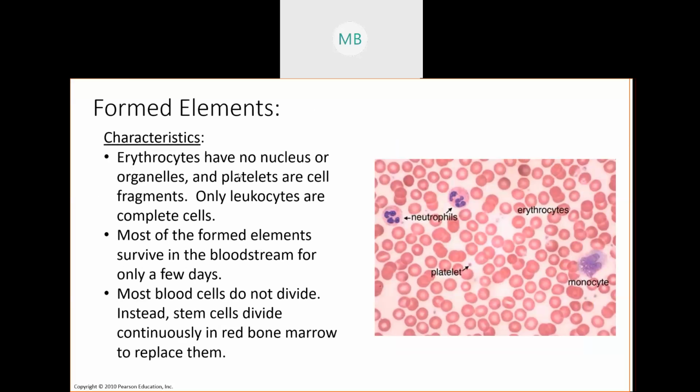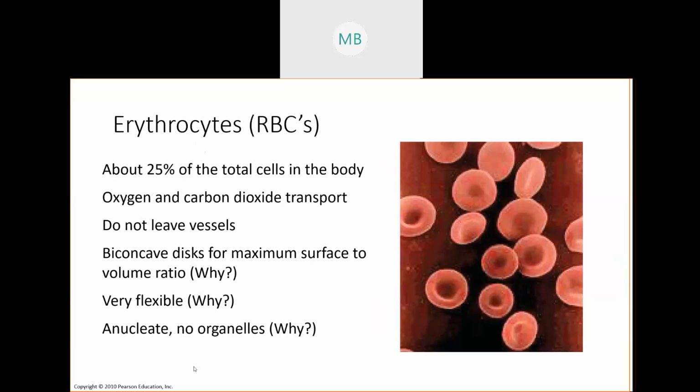They do not have a nucleus. They don't have organelles. They're not complete, fully functional cells in and of themselves. So they are anucleated and they have no organelles. Why? Because they're filled with the stuff that they need, which is that hemoglobin that we will talk about soon. They don't need to replicate on their own, so they don't need a place to store DNA. They don't need a nucleus.